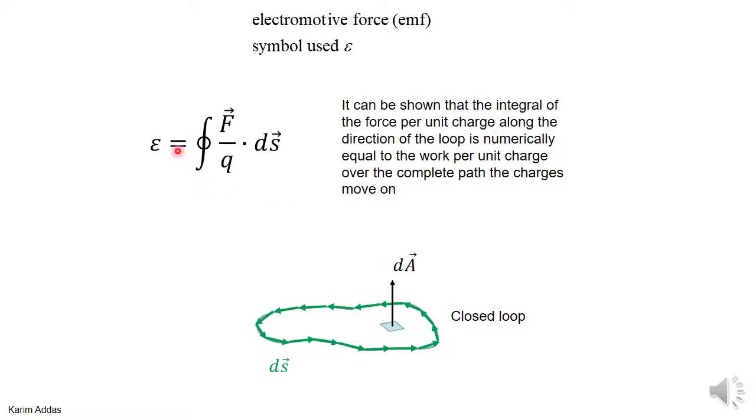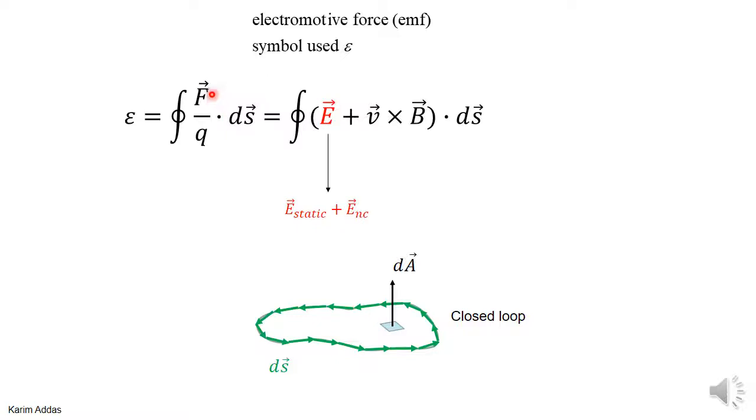So the EMF, the definition of the EMF, is the integration of the force per unit charge dotted into the element of length on a closed contour that the wire exists on. And we said before that it can be shown that this is equal to the work per unit charge over a complete path that the charge moves on.